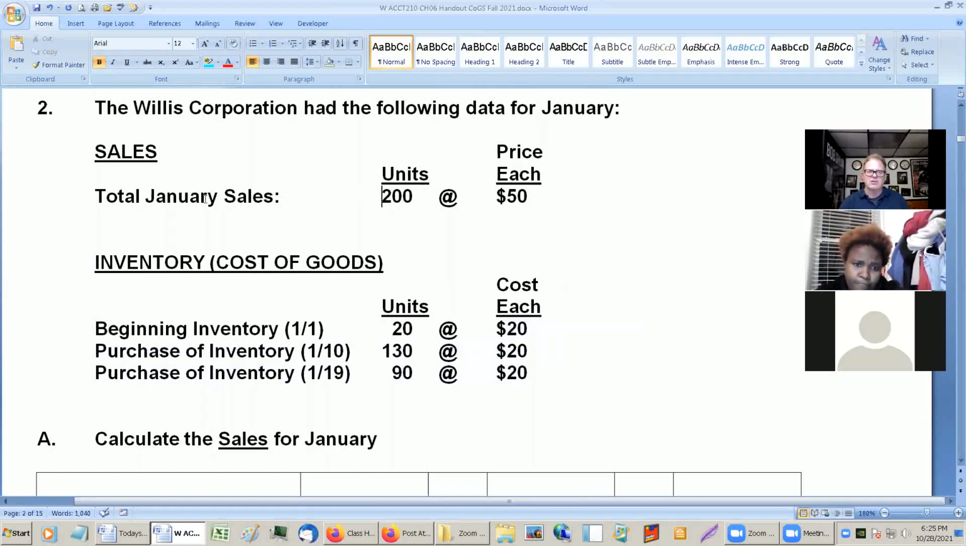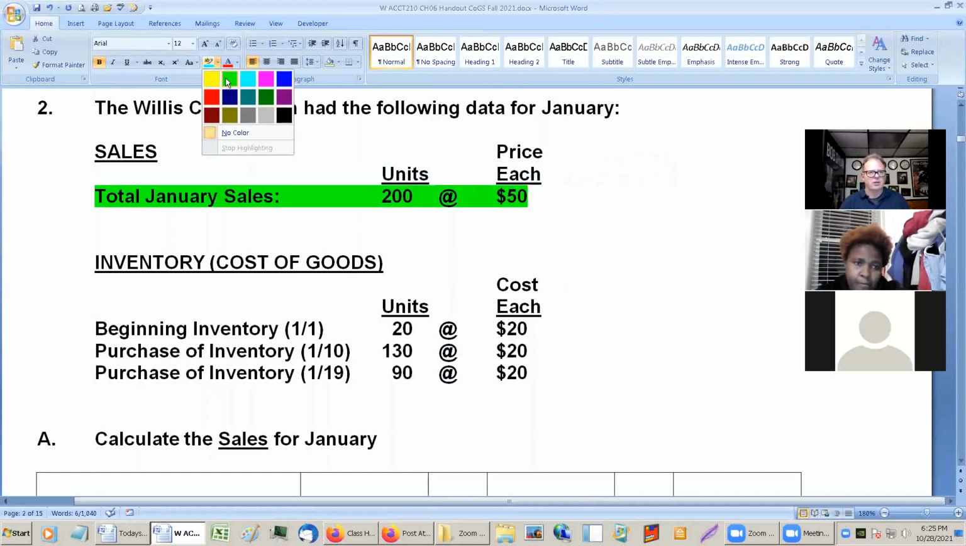And so kind of the same thing. So this is gonna be our sales. So this is money coming in. The inventory, which turns into cost of goods sold at some point when we sell it. We have these.